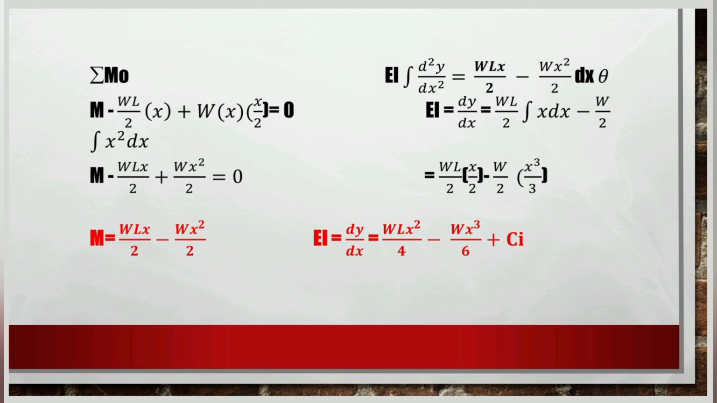We have our EI d squared y over dx squared equal wLx over 2 minus wx squared over 2 dx, theta. EI dy over dx equal wL over 2 integral of x dx minus w over 2, equal wL over 2 times x squared over 2 minus w over 2 times x cubed over 3. We have our EI dy over dx equals wLx squared over 4 minus wx cubed over 6 plus C1.